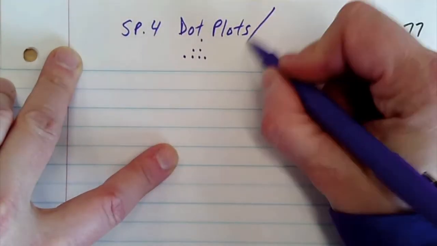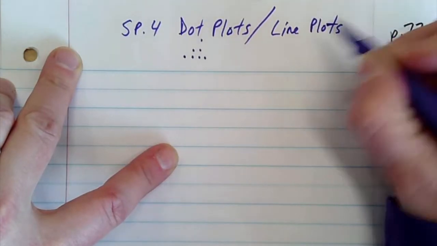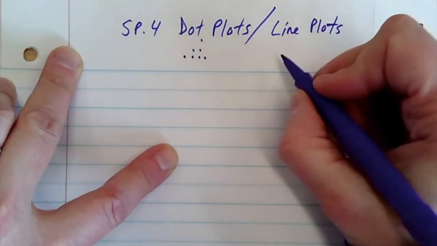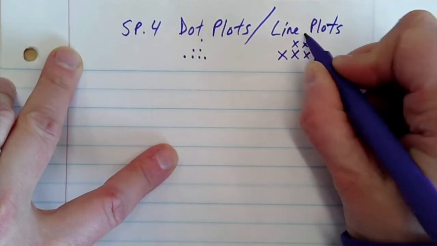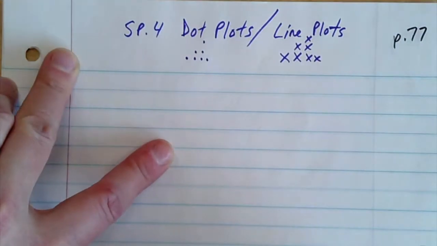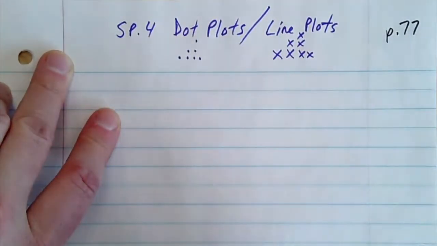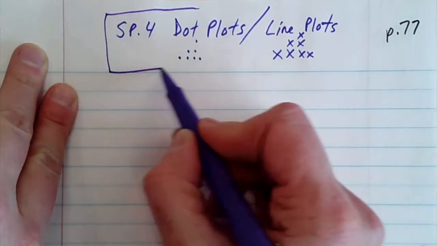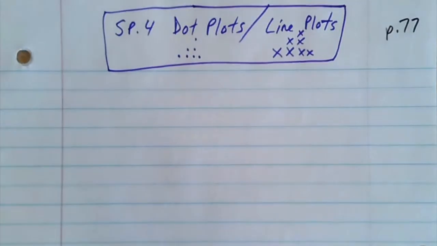We're also going to talk about line plots. And line plots are like dot plots, but instead of having dots, they use X's. So maybe 1 X and then 2, 1, 2, 3, and then maybe the 1 there. So they look a lot alike. Dot plots use dots, and line plots actually use X's. So this is SP4. This is not the only part of this standard. There's some other types of graphs we have to talk about.